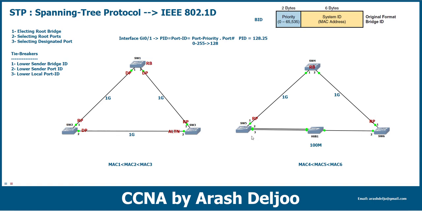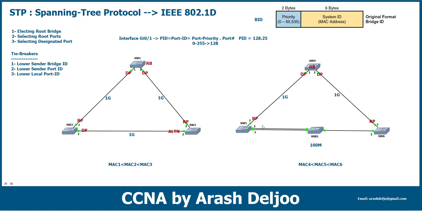Now we have selected the root ports on all switches except the root bridge. We need to find the designated ports. Again, all interfaces of the root bridge are designated ports. This is the designated port. After that, we need to find the designated port on this link.